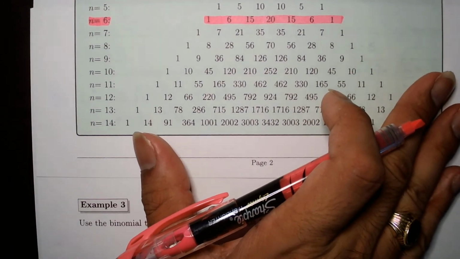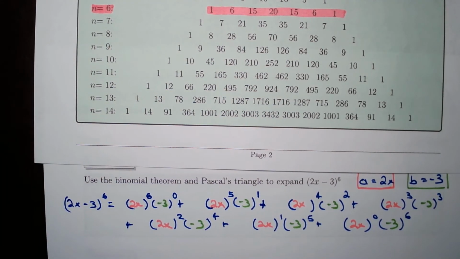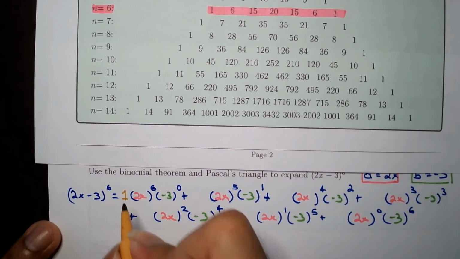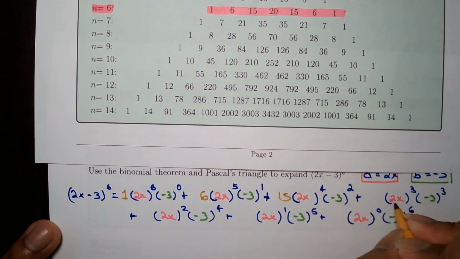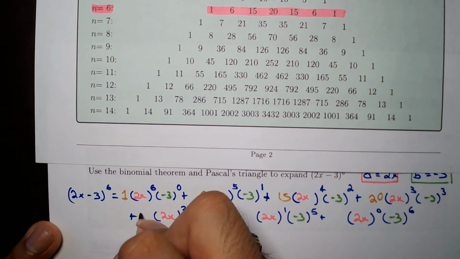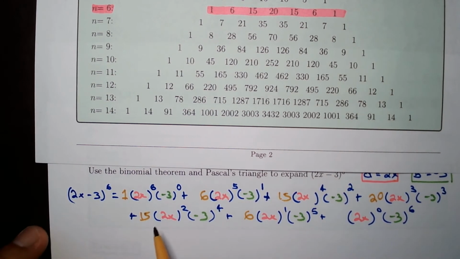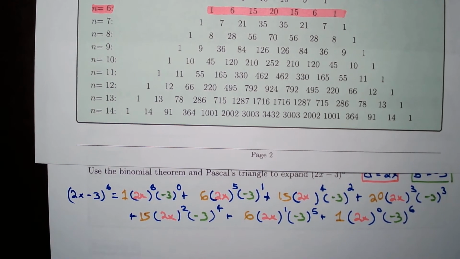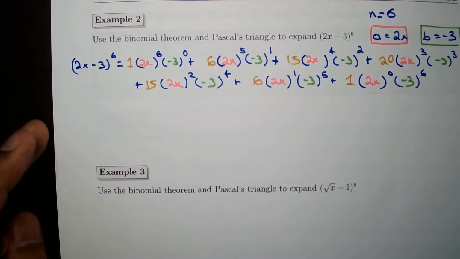All right, so let's see. Let's put them here. And this is an invisible one. I'm just going to write it, even though it's not necessary. 1, 6, 15, 20, 15, 6, and 1. All right, and we're done setting up the problem. The rest is only algebraic manipulations.